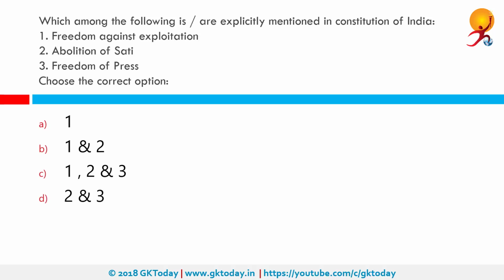Which among the following is or are explicitly mentioned in Constitution of India? 1. Freedom against exploitation, 2. Abolition of sati, 3. Freedom of press. The correct answer is freedom against exploitation. This is actually a fundamental right. The 6 fundamental rights recognized by the Indian Constitution are the right to equality, right to freedom, right against exploitation, right to freedom of religion, cultural and educational rights, and right to constitutional remedies.